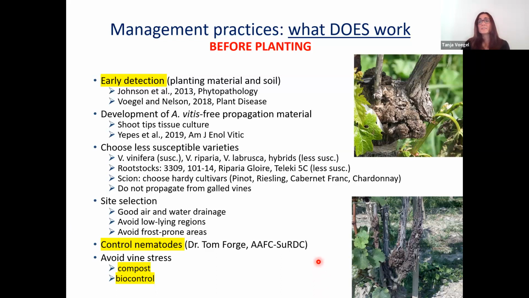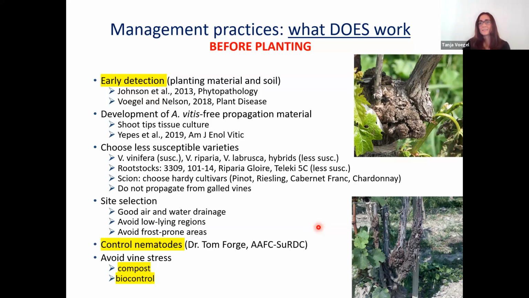So early detection is very important, because with early detection, we can say if the vineyard soil is free of bacterium or if the planting material is free of the bacteria. And there are 2 methods available that are cited here. We do have the option now to develop Vitis-free propagation material, and that's being done through shoot tip tissue culture. So that method works. However, those vines are then planted or propagated in vineyards and have to be grown. And the problem is that some of the contamination is coming in later into those vines that have been initially crown gall free.